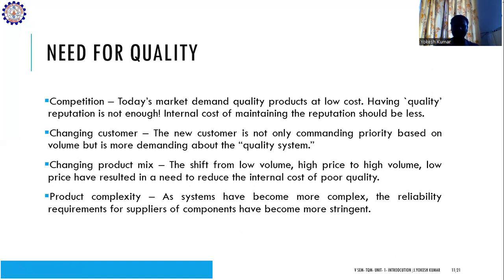The changing product mix. It varies from low volume to high volume, or high price to low price, and has resulted in the need to reduce the internal cost of poor quality. We are dealing with a variety of parts, varying from various prices to volumes, so we must accommodate these things. And product complexity. We are manufacturing a variety of complex parts, which should be reliable for the use of customers and suppliers, and we have to follow stringent quality measures.